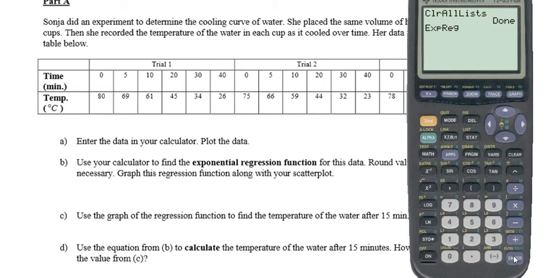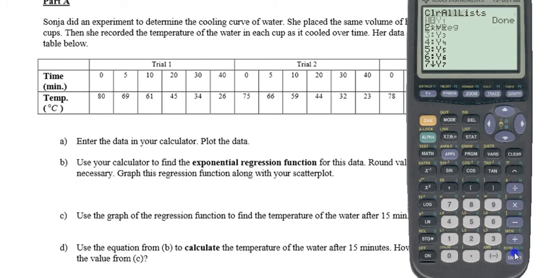Calculators default to using L1 and L2 for the data. So we can just tell it, put the variable, so I go to vars, over to yvars, hit enter twice. So this is saying, run an exponential regression on the data in L1 and L2 and put the resulting equation into y1. And it goes and thinks about it for a while, and out pops the equation.